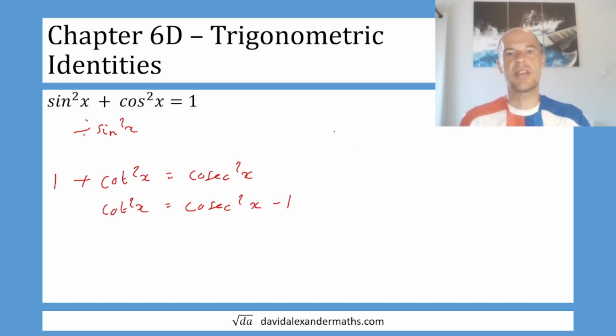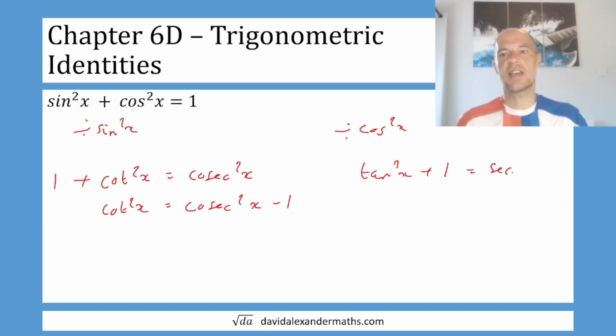Now we can do a similar thing if we divide through by cos squared x. Sine squared divided by cos squared is tan squared x. Cos squared x divided by cos squared x is 1, and 1 divided by cos squared x is sec squared x. So this is our other identity. So we've got 1 plus cot squared is cosec squared, and tan squared plus 1 is sec squared. And we can also rearrange this so that we have tan squared is sec squared x take away 1.